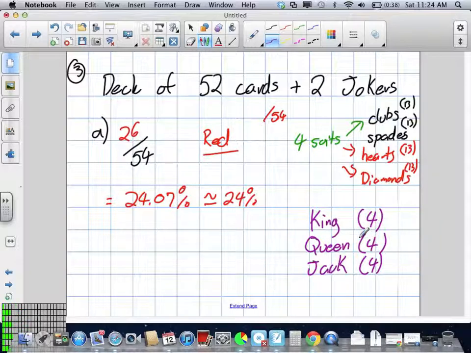Now, that's a king for each of the diamonds, hearts, clubs and spades. Because we're talking about only black, how many black kings are there? 2. Yeah, there's only 2. How many black queens? 2. And how many black jacks? 2. Good. So how many black face cards are there? 6. That's right, we add those together. There are 6 black face cards.